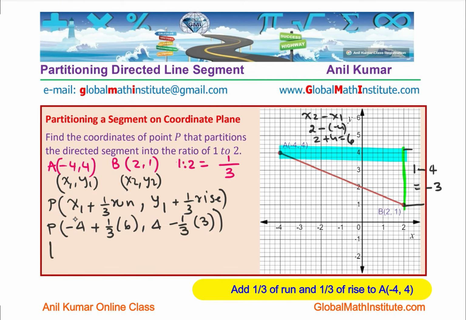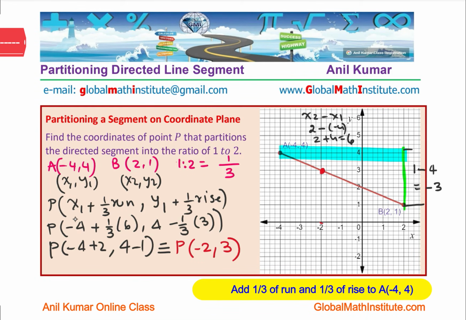Okay. So now the coordinate point is minus 4. 1/3 of 6 is 2, right? And 4, 3 divided by 3 is 1. So 4 minus 1. And that gives you the point P. Let me put it in a different color. So point P is minus 4 plus 2 as minus 2. And 4 minus 1 as 3. Correct? Makes sense? 1/3. So minus 2 is right there and 3. So that is the point.